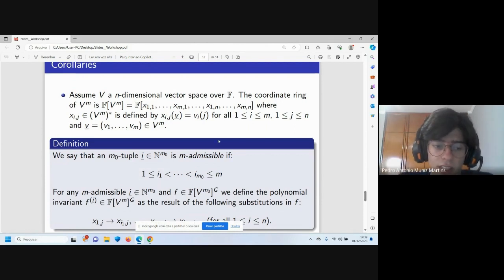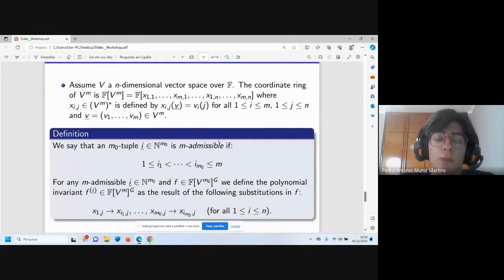And for any m-admissible tuple, we can pick a polynomial f that belongs to the invariant algebra and define a new polynomial invariant for our greater invariant algebra with m copies as a result of the following substitution. In other words, we just pick a polynomial in 3 variables, x1, x2, x3, and create another polynomial invariant in 3 variables again. We just make this polynomial be in x4, x5, and x6, and preserve some kind of structure of the polynomial.